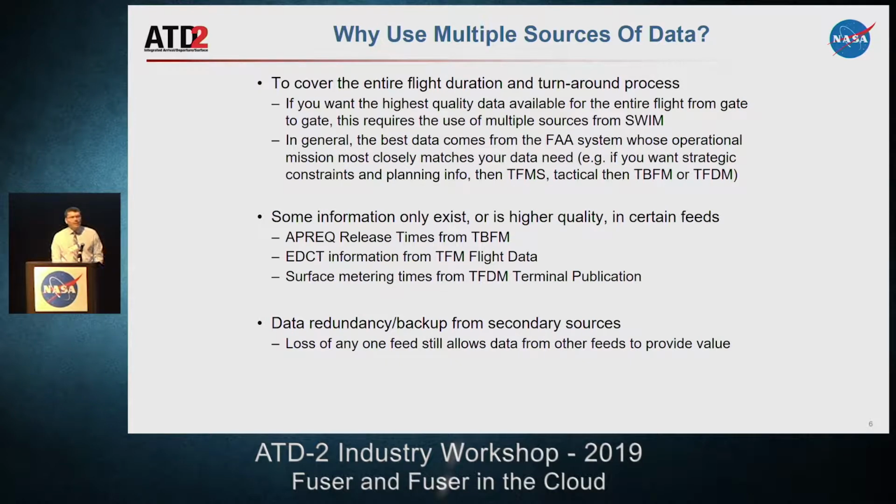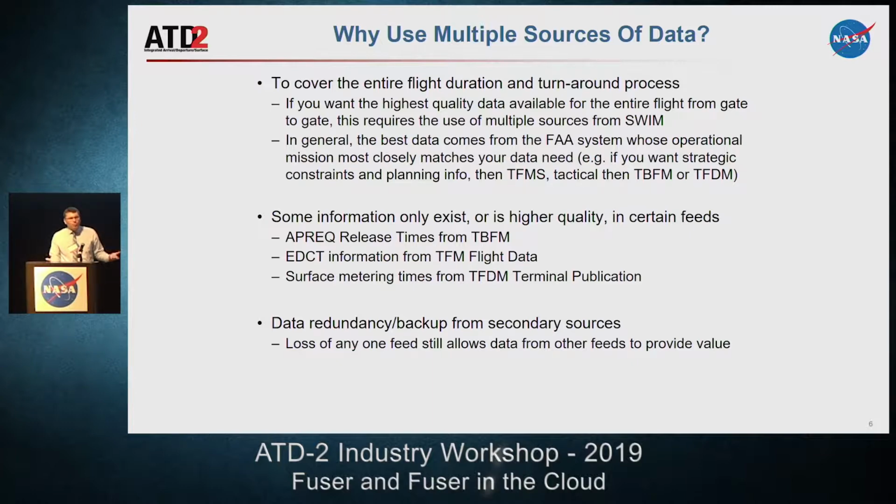Why would you even want to use all these sources of data, though? If I'm telling you there are all these challenges to pull data, you want to use it because it's just not in any one particular feed. TFMS has the en route pieces, has CDM data in it, has good modeling of trajectories, but TBFM has its own modeling of trajectories for other reasons. So you would want to use it at a different time.